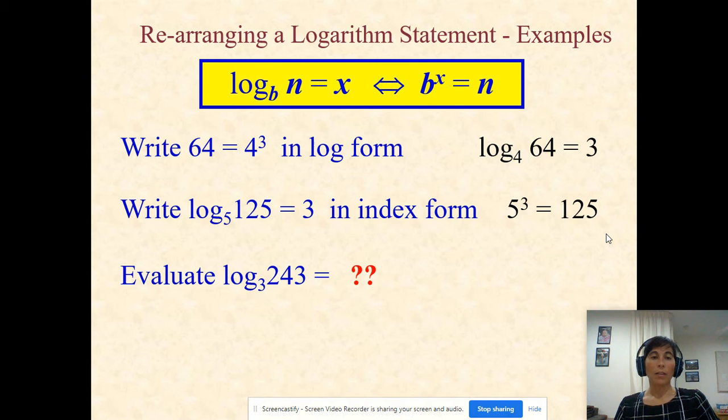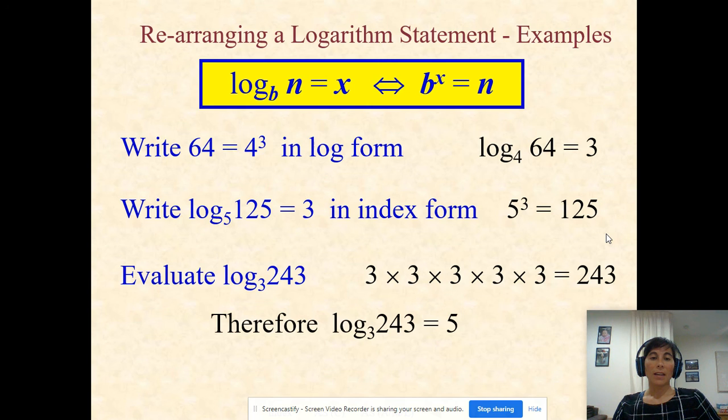Next one, log of 125 to the base 5 equals 3. So in index form, that will look like, just again doing the same thing, 5 to the power of 3 equals 125. Final one there, evaluate log 243 to the base 3. In this situation, what we want to do is to understand the question. So if we actually looked through multiples of 3, 3 times 3 times 3 times 3 times 3 equals 243. So therefore, log of 243 to the base of 3 must be equal to 5.